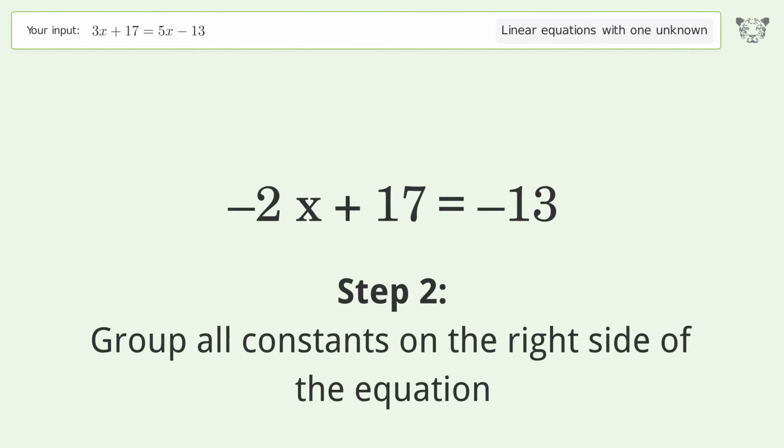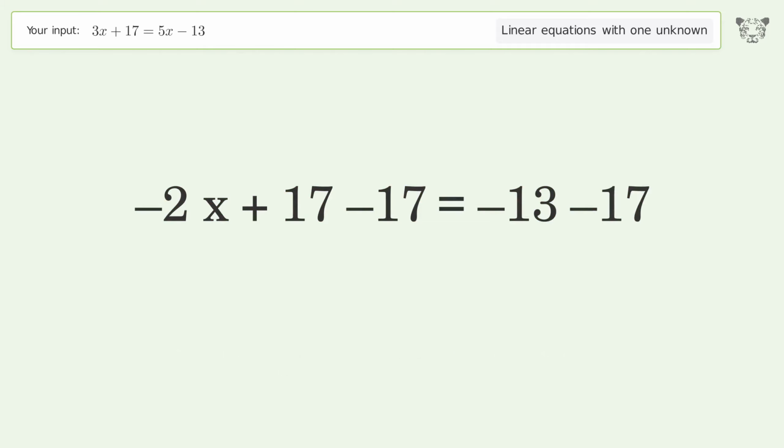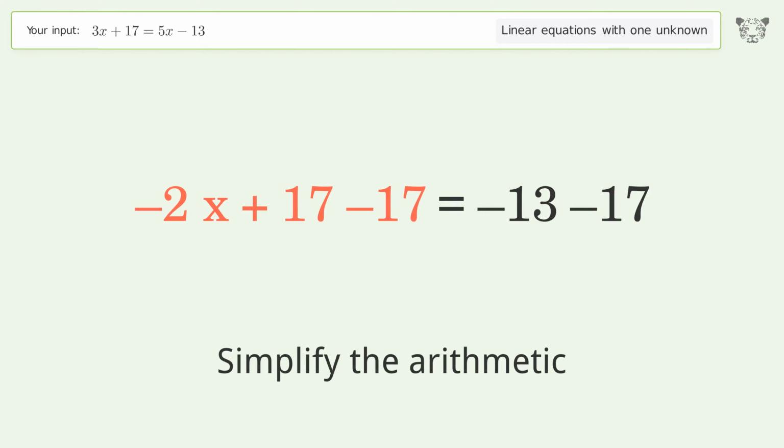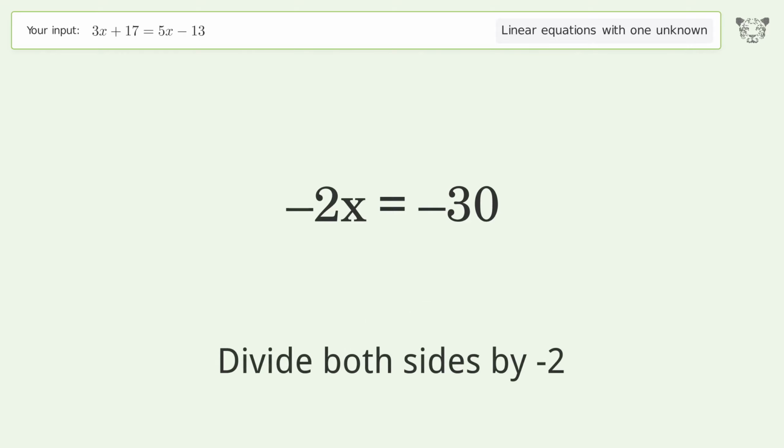Group all constants on the right side of the equation. Subtract 17 from both sides. Simplify the arithmetic. Isolate the x. Divide both sides by -2.